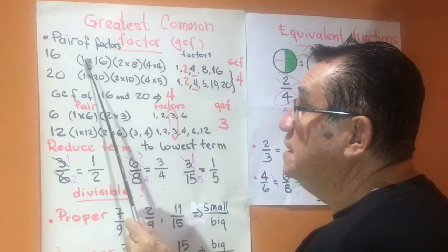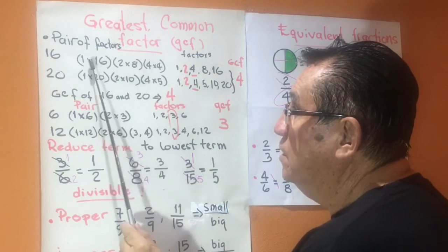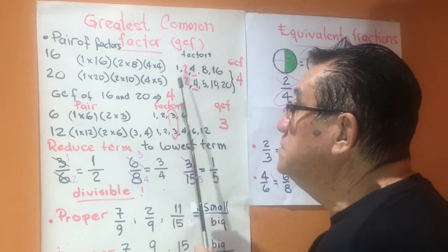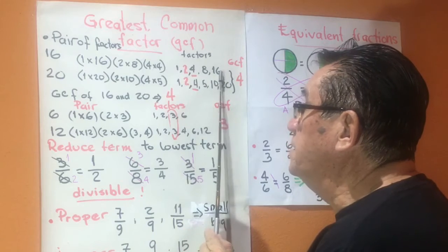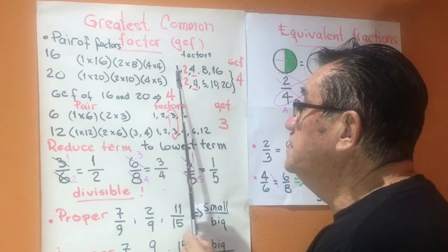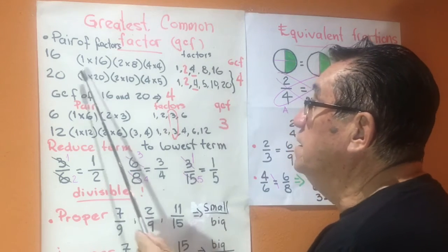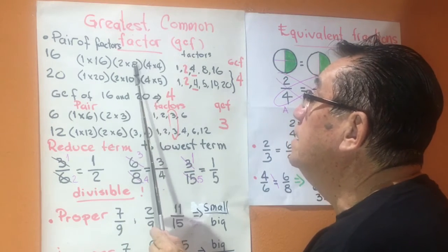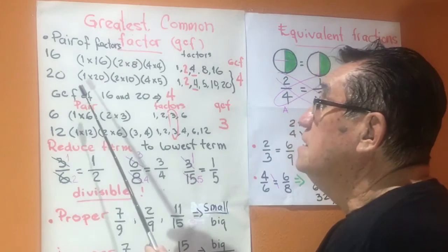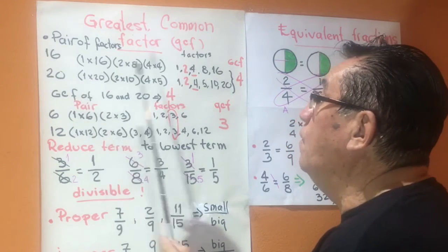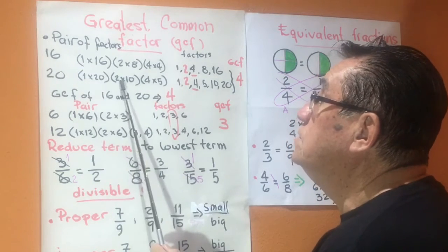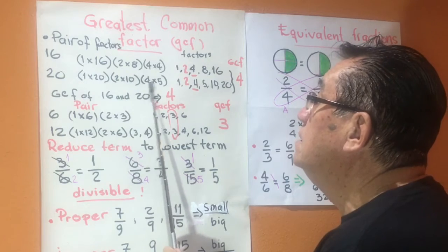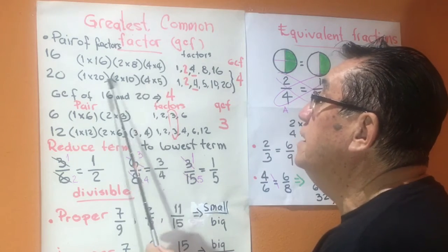Now you have to see that I can put all these factors together, but I have to start from the smallest to the biggest. Tengo que empezar desde el más pequeño hasta el más grande. Empiezo el primero, que es el 1, el 2, el 4, el 8 y el 16. No hay más. For 20, my factors are 1, 2, 4, 5, 10, and 20.